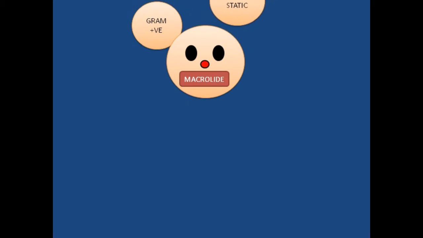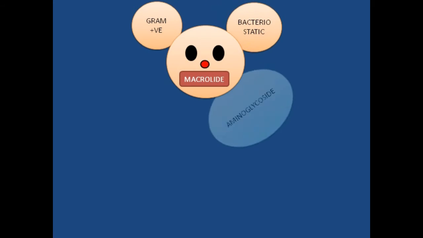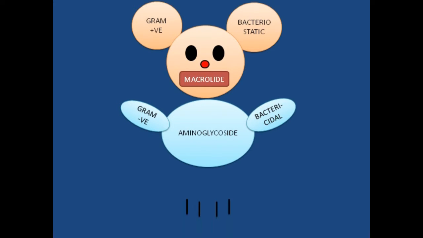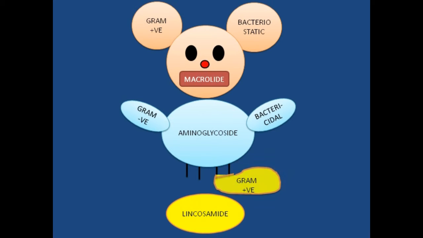Okay, first of all, we would like to look into their antibacterial spectrum. For the first one, macrolides. They are more effective against gram-positive organisms, and they are bacteriostatic, which delay or slow down the bacterial growth. Next is the aminoglycosides. They are widely used against aerobic gram-negative organisms, and they are bactericidal, which means they kill the bacteria. As for the lincosamides, their spectrums are similar to macrolides, where they are effective against gram-positive organisms and they are bacteriostatic.